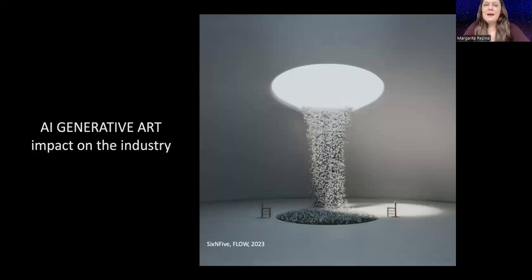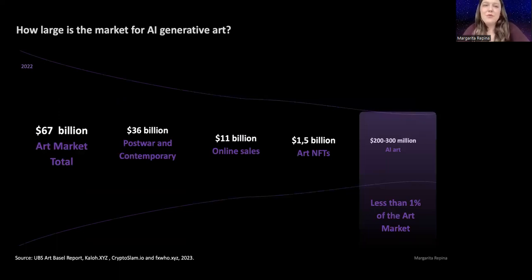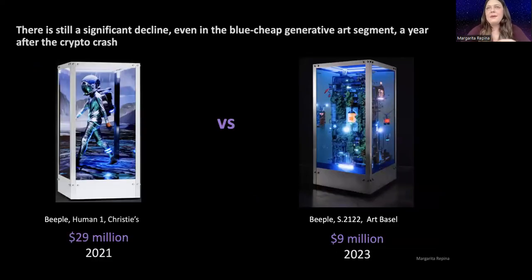So what is the impact of AI generative art on the industry in general? Let's start with the assessment of the AI art market. Currently, it's still a tiny part of the art market in general. The total art market was $68 billion last year, and AI art is estimated at between $200 and $300 million, which is less than 1% of the whole art market. But still, we can expect it to grow further, despite the other key feature of this segment, which is great volatility and a connection to cryptocurrency volatility as well.